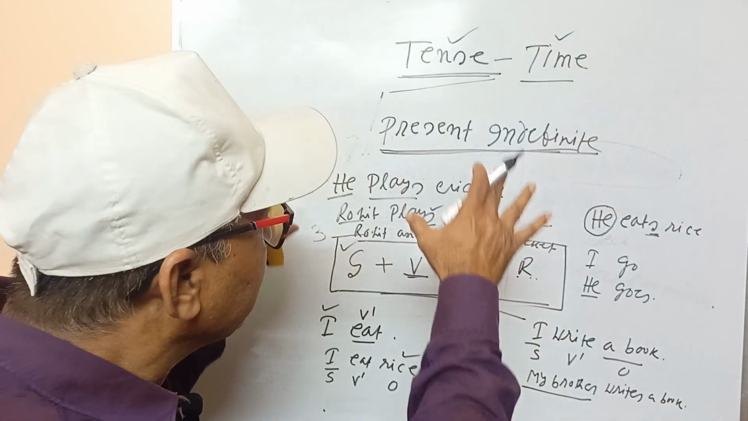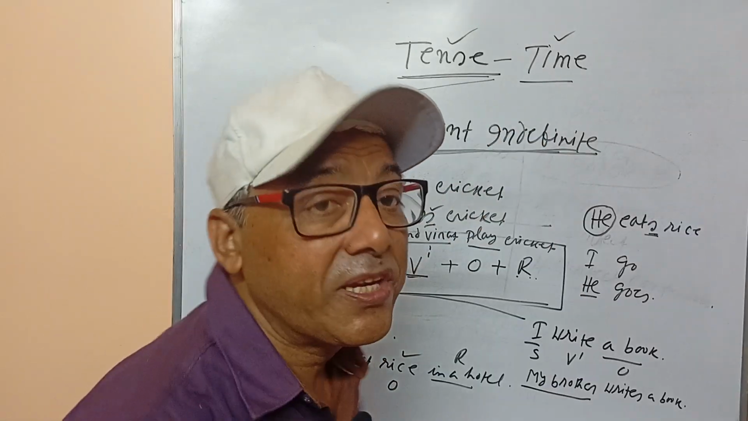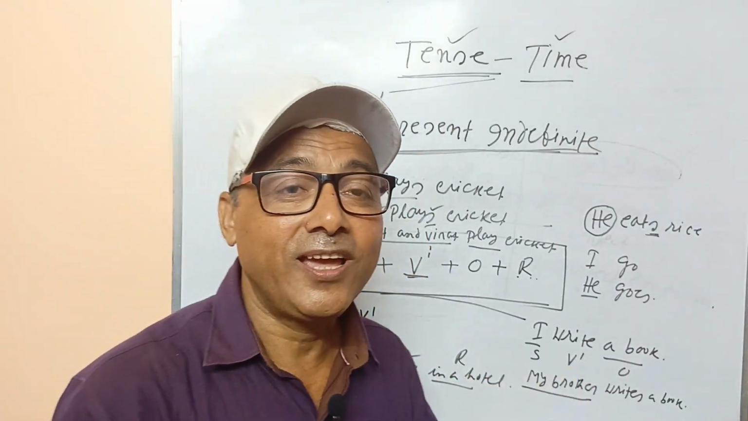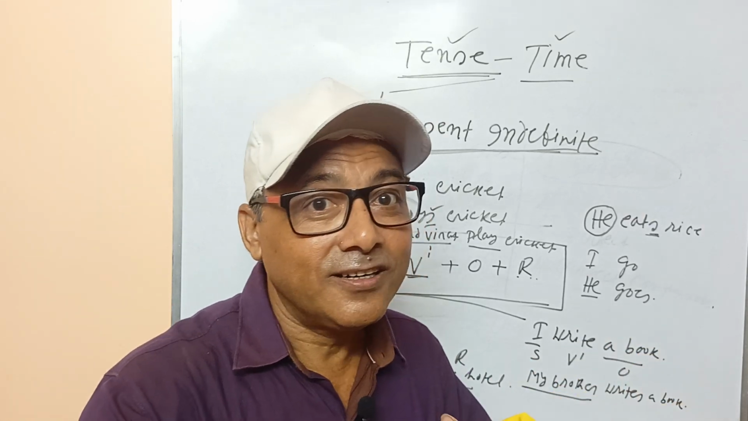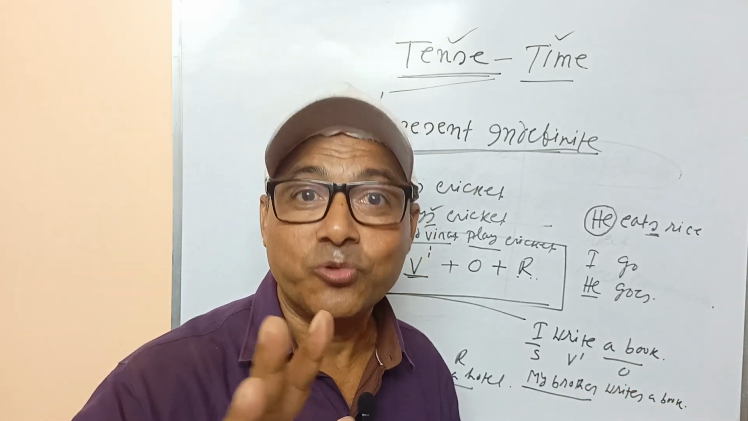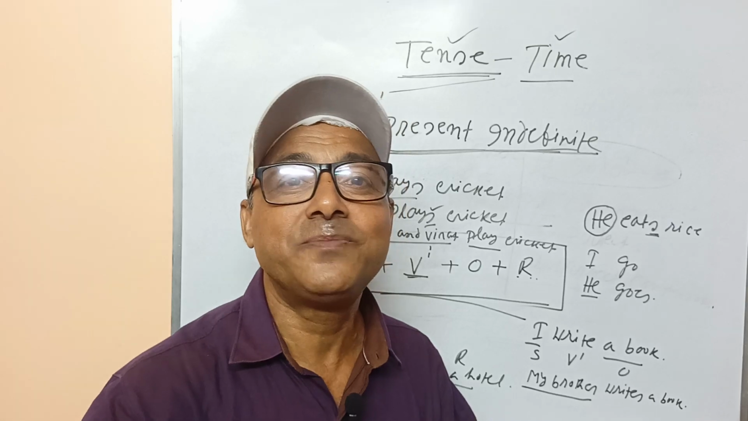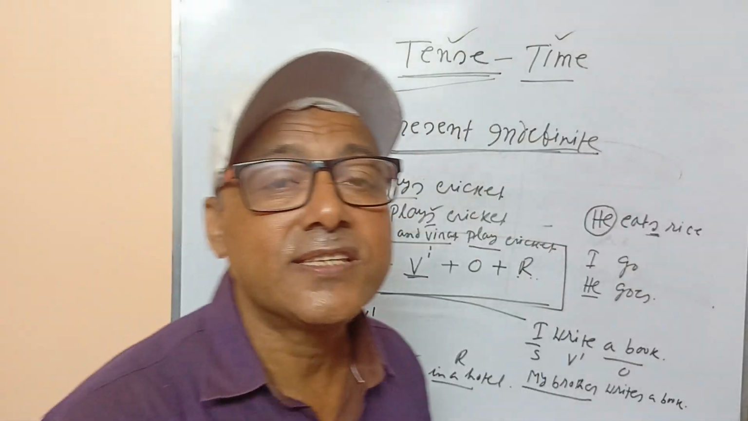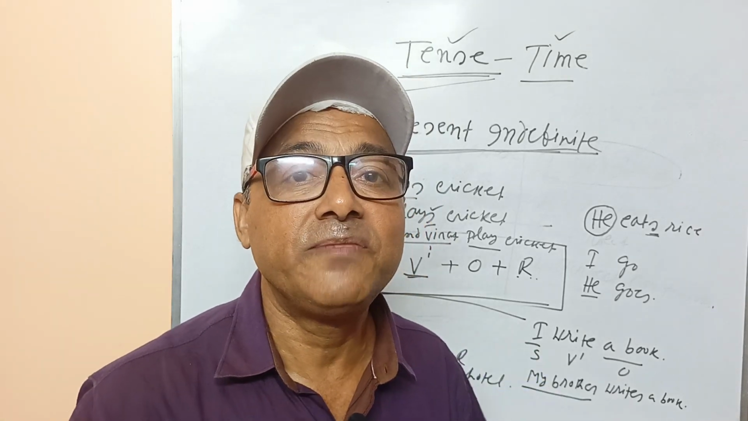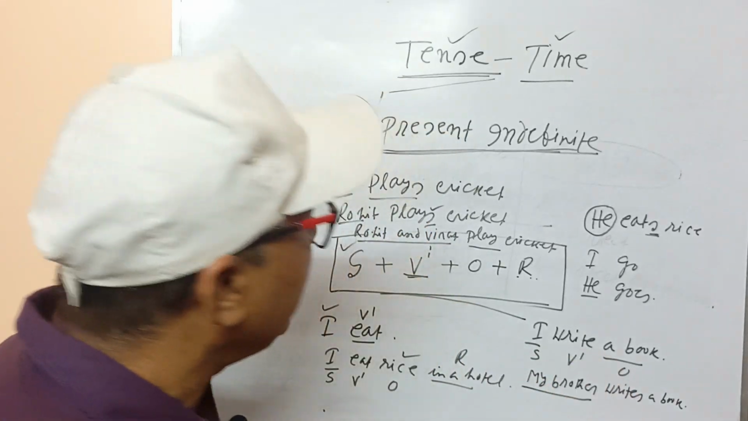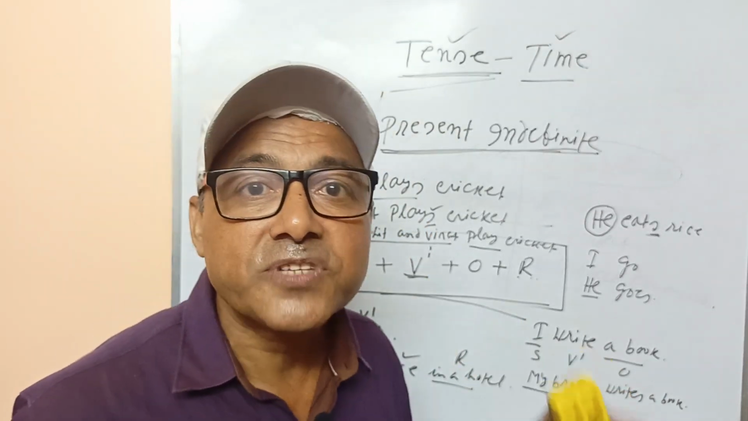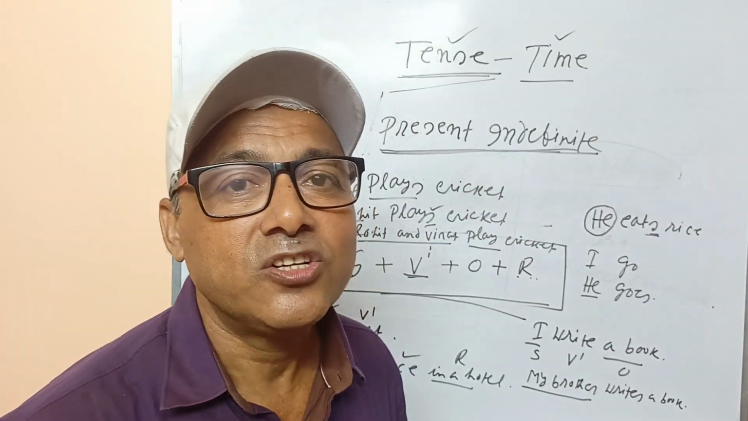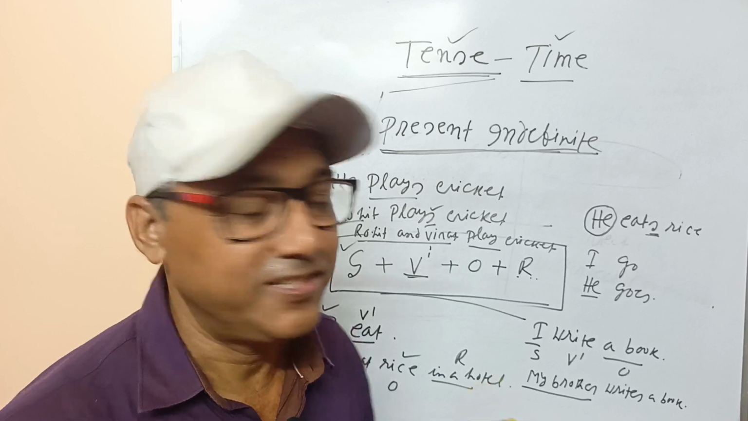But remember, these are all affirmative sentences. When I classified the sentences, I told you there are two types of sentences also, affirmative and negative. But today I showed you the examples of affirmative sentences. So in this way, we can create a lot of sentences of present indefinite or simple present tense.